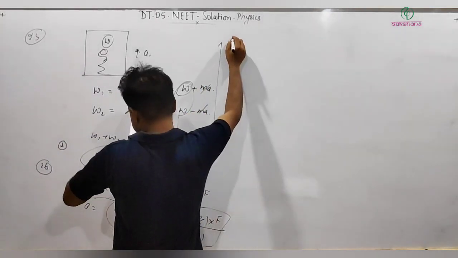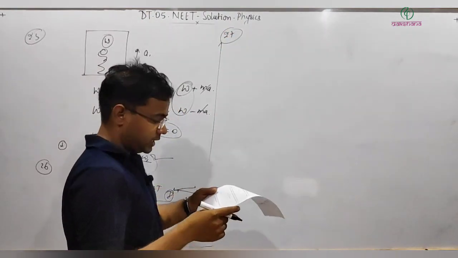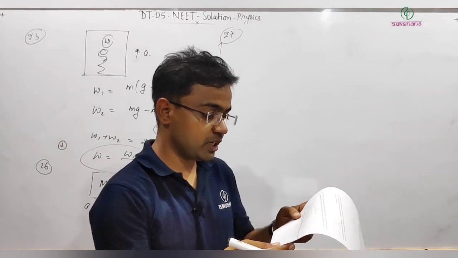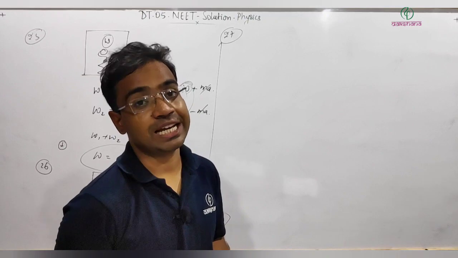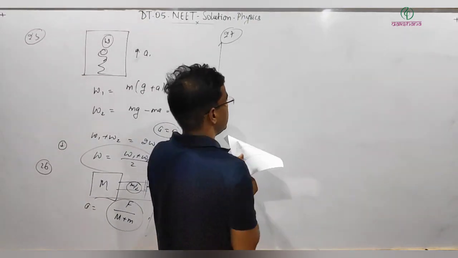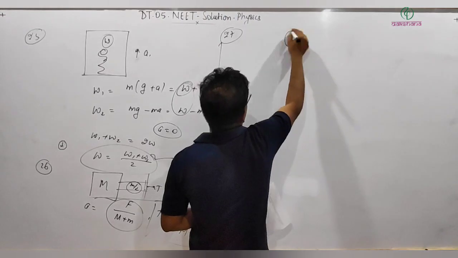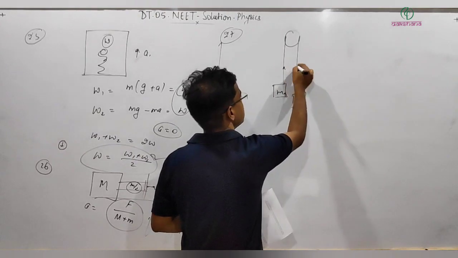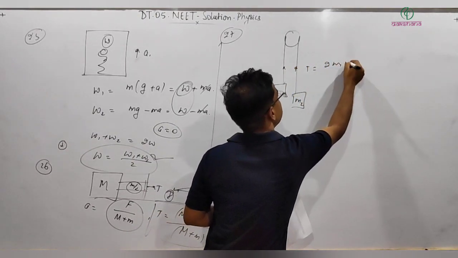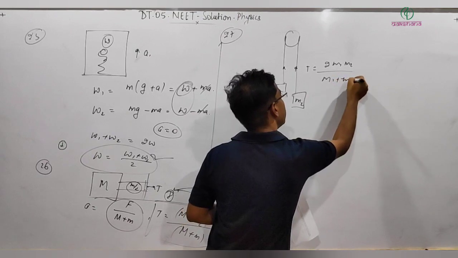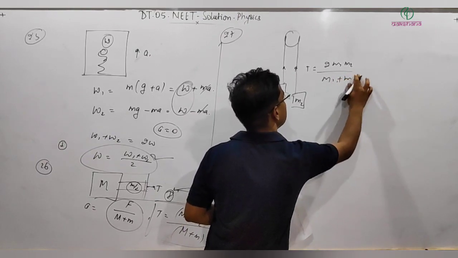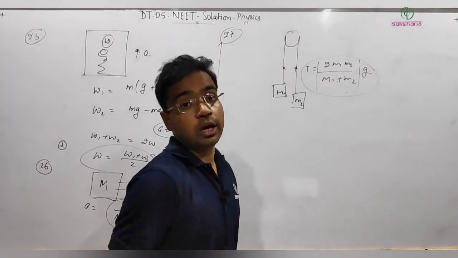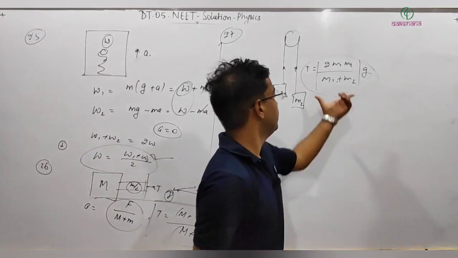Next question number 27. So here two masses m1 and m2 are attached to the spring balance as shown in the figure. If m1 is greater than m2, then the reading of the spring will be simply equal to the tension, is it? And tension in this system, you can treat it just like this, m1 m2. So in this situation the tension is 2 m1 m2 divided by m1 plus m2 into g, this will be the tension if it is weight, and that will be equal to the mass of this much.